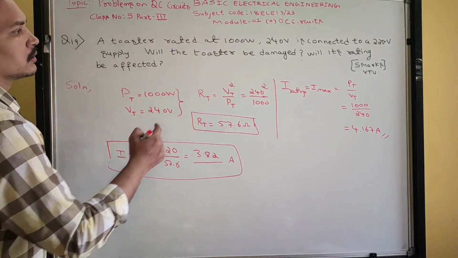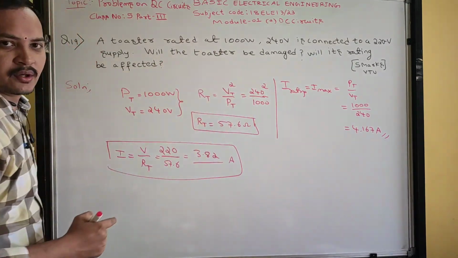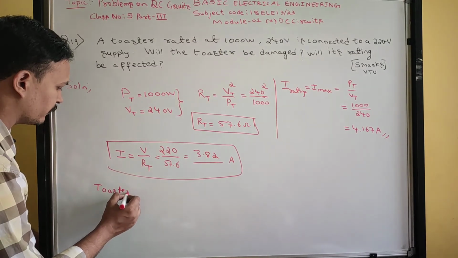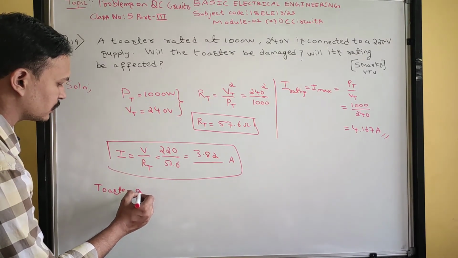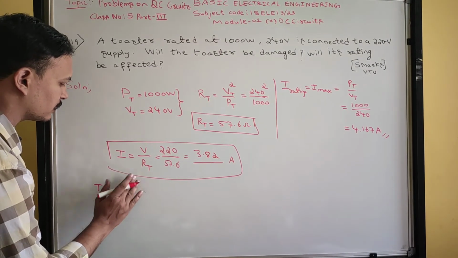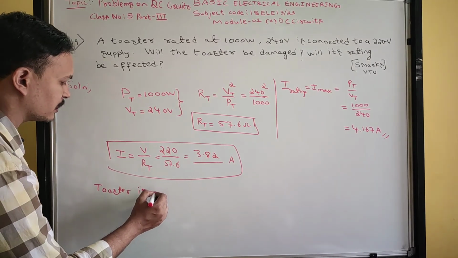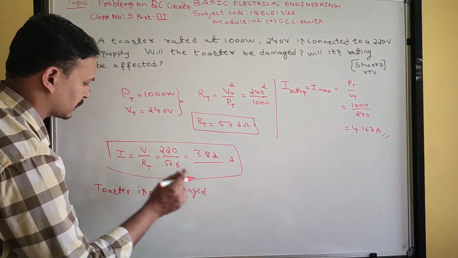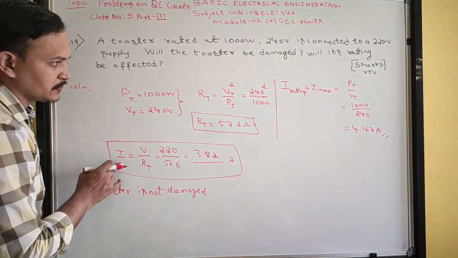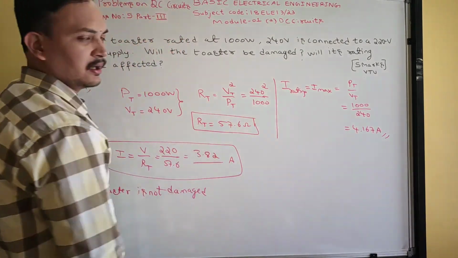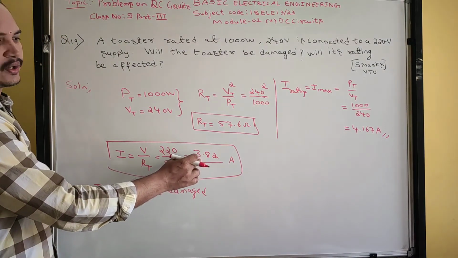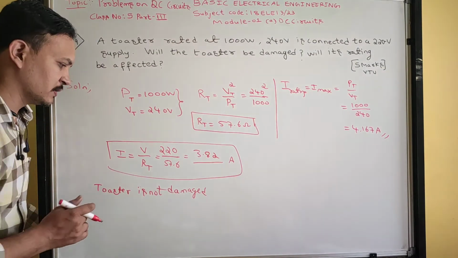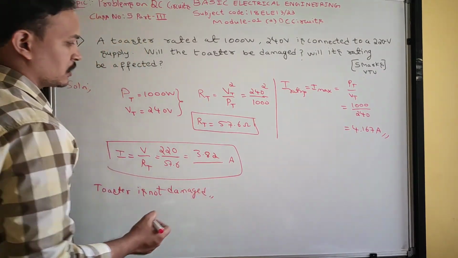So now, will the toaster get damaged? No, it won't get damaged. You write: the toaster is not damaged. Why? The current is lesser than the current rating. What is this current? 3.82. This current is lesser than the rated current, so the toaster will not be damaged.